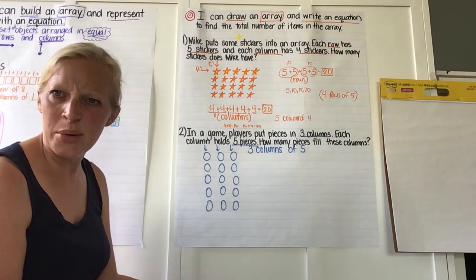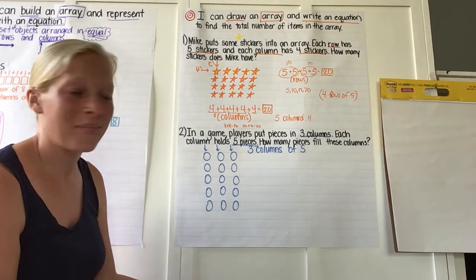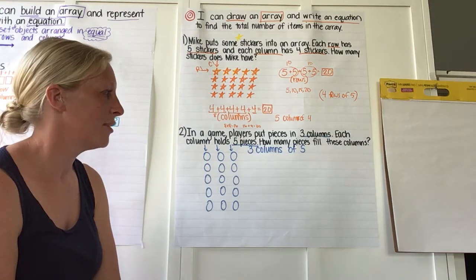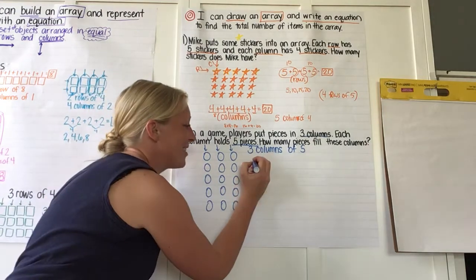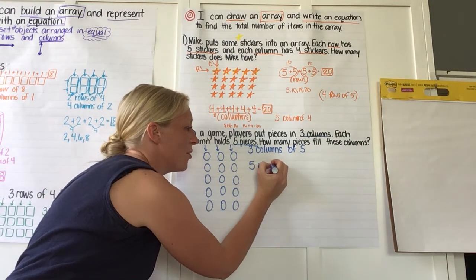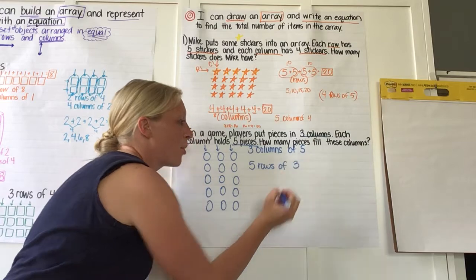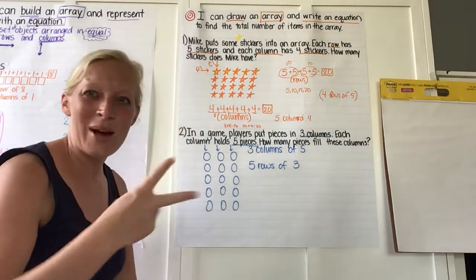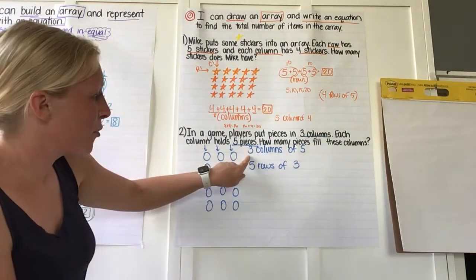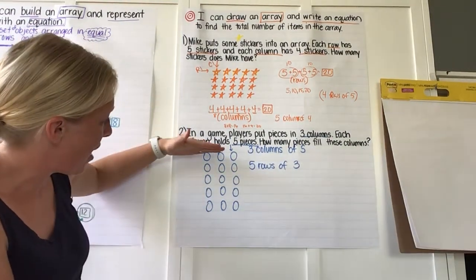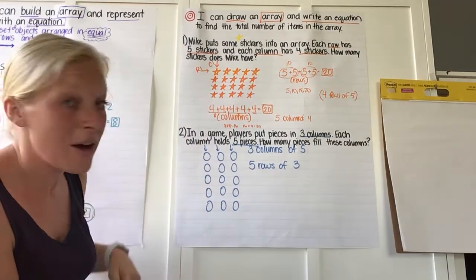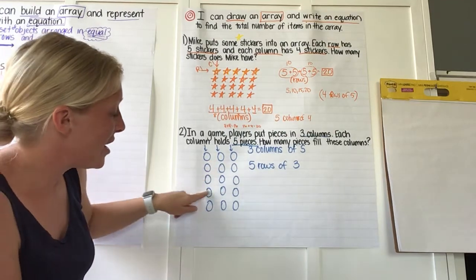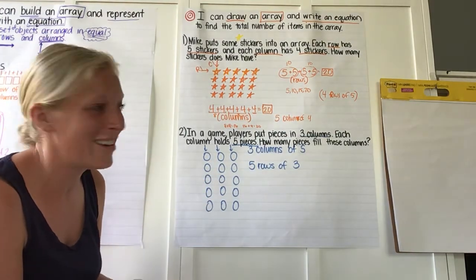So how many rows do I have? How could this help me figure out how many rows I have? Yes, I have 5 rows of 3. How did you know that? Every time, those 2 numbers just flip-flop, right? If I have 3 columns of 5, then I am going to have 5 rows of 3. 1, 2, 3, 4, 5, and there's 3 in each row. Very good.